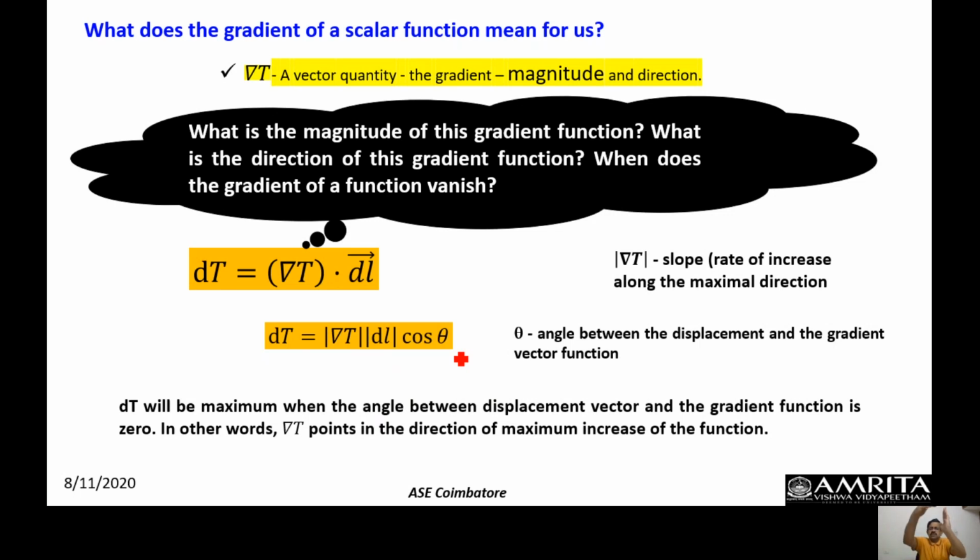If I climb along this direction to the top of the hill, I am going to climb quickly. Whereas if I climb in some other direction, this way or this way or this way, I am going to lose the competition. So I must look around for the direction where the steepest ascent of the function is. That direction is the direction of the gradient.